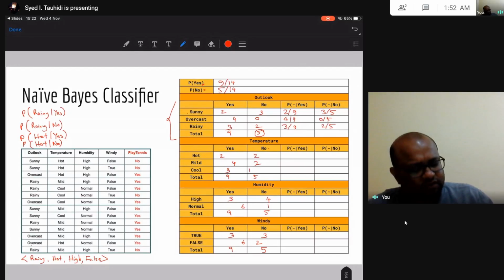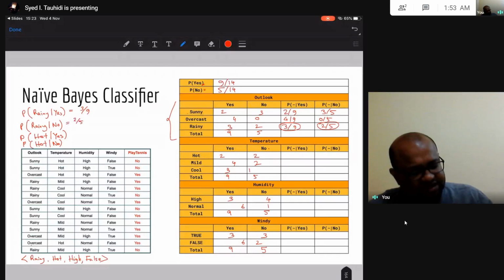Right. So from this table, by filling up this table, what did we figure out? We figured out the probability of rainy given yes. The probability of rainy given yes is 3/9. What is the probability of rainy given no? The probability of rainy given no is 2/5. So 3/9, 2/5. Then what is the probability of hot given yes?